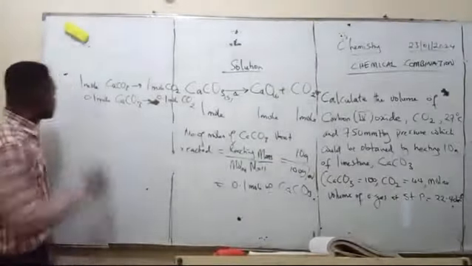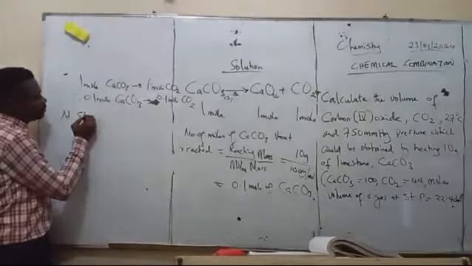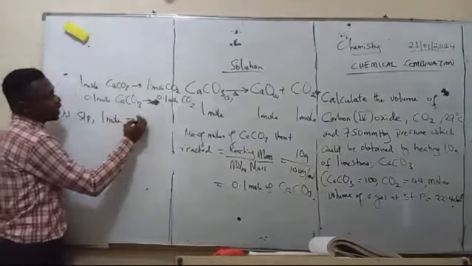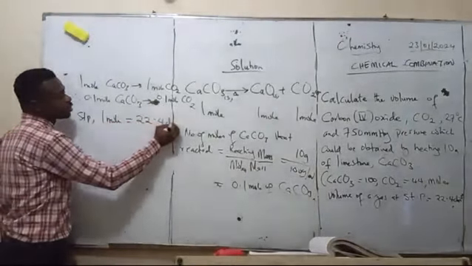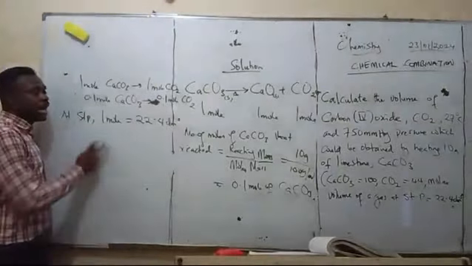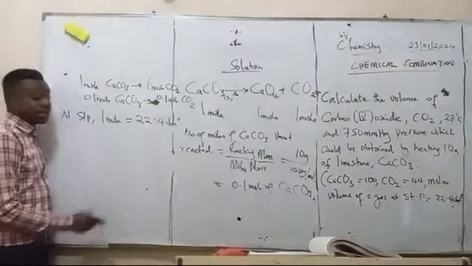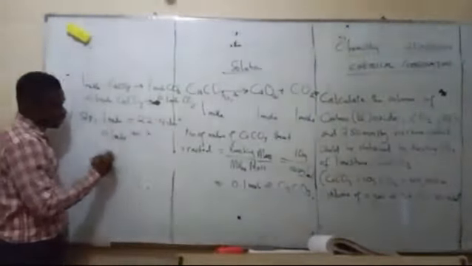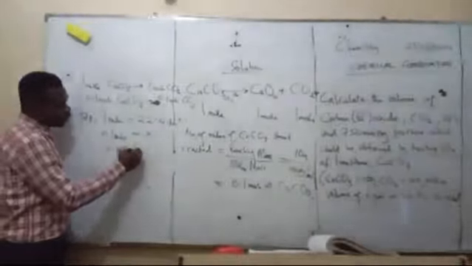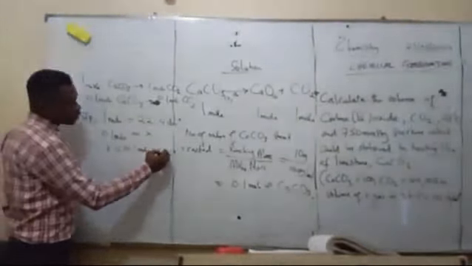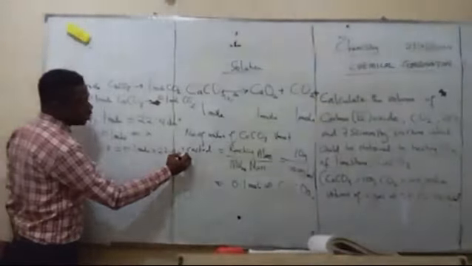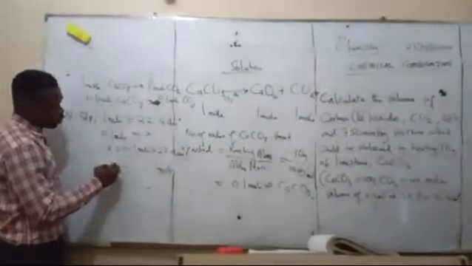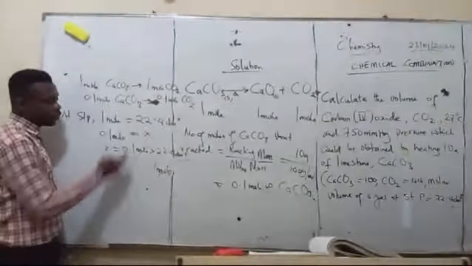But at STP, 1 mole of a gas occupies 22.4 dm cube. So the gas in question here is carbon dioxide. Therefore, 0.1 mole of carbon dioxide will yield X. So X is equal to 0.1 mole times 22.4 dm cube all over 1 mole. Mole will cancel mole. We are left with 22.4 dm cube times 0.1.